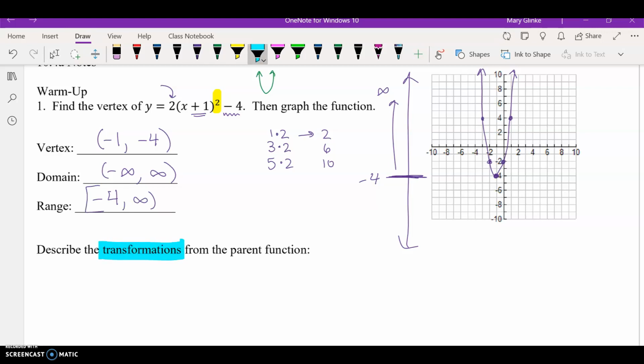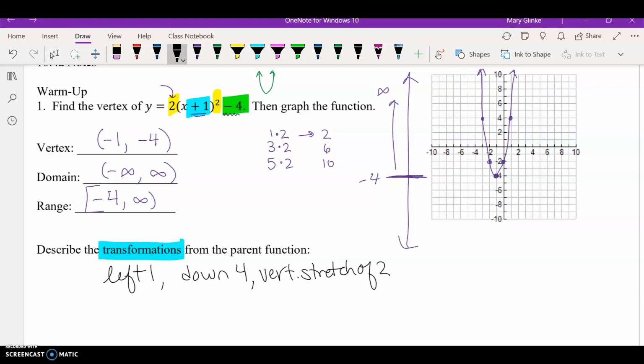Now the transformation is how this graph is moved. So this +1 here moved my graph left 1. This -4 here moved my graph down 4. And this 2 out in front moved my graph by a vertical stretch of 2.